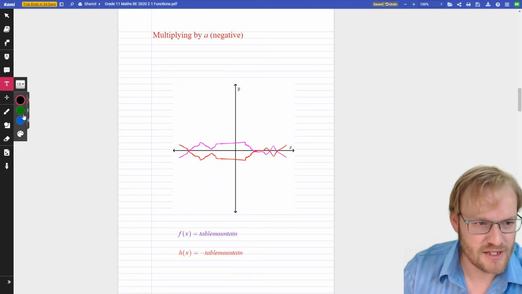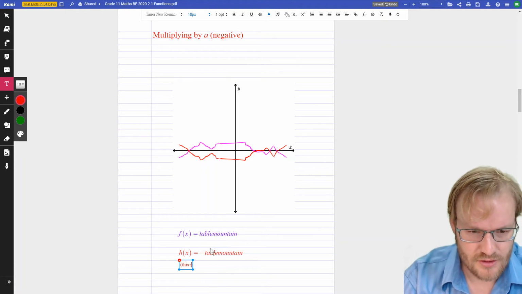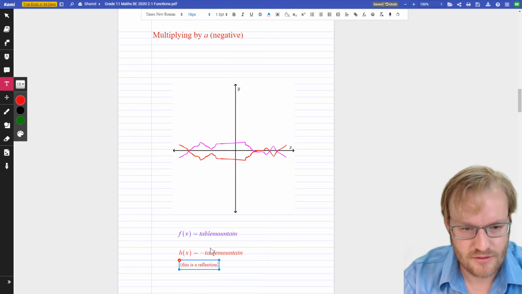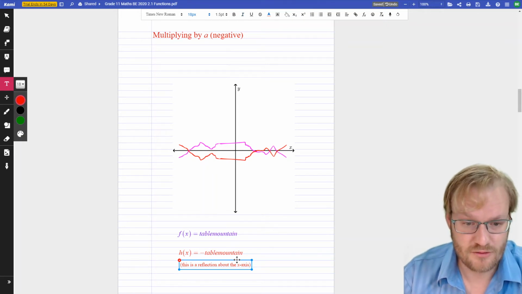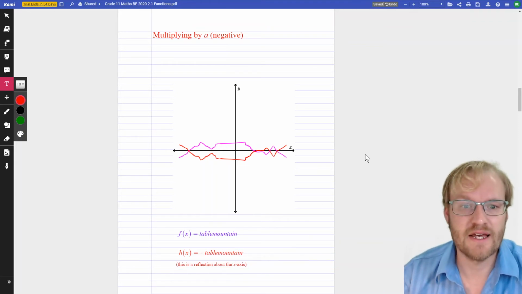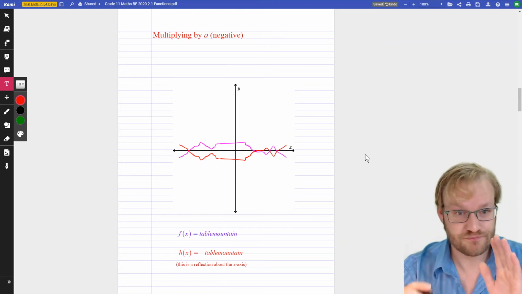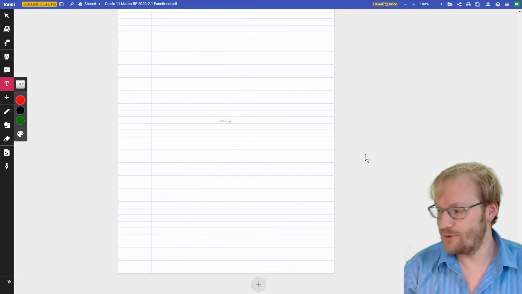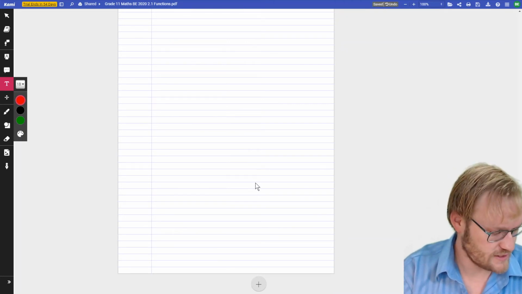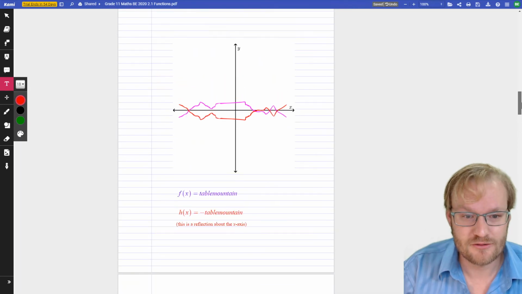Let's just capture that here as well to say, so this is a reflection about the x-axis. So if somebody asks you to reflect this function about the x-axis, all it means is take everything, make it negative. Okay, let's just pause for a second, and we've gone right to the end here. So we've only got one more thing to do.